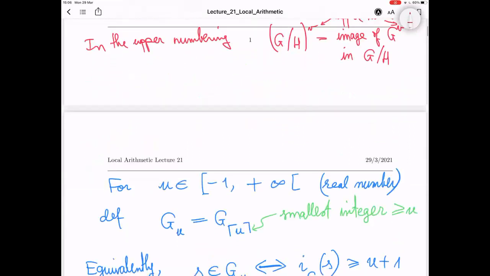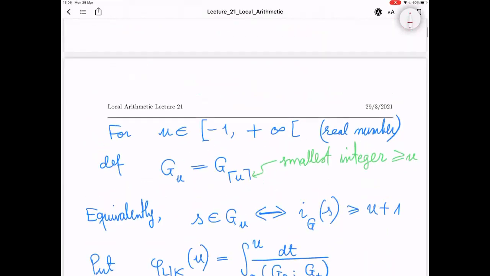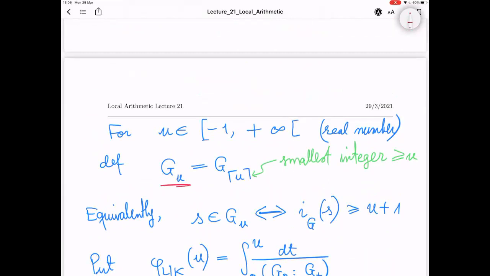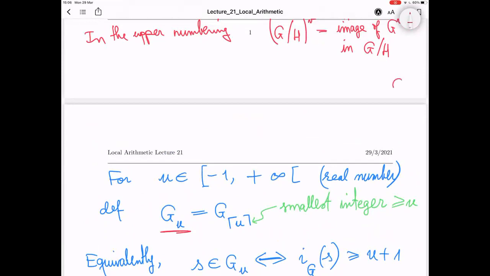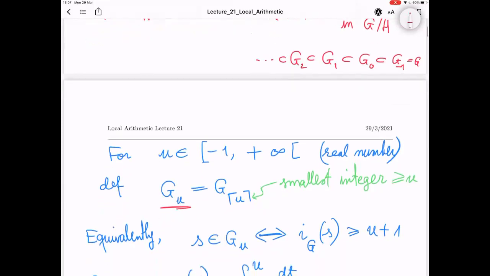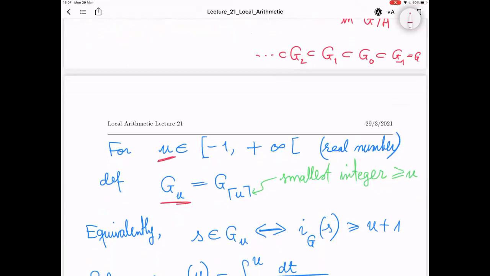So let's start doing that. The first step is to define G sub u, not just for integers u. Till now, we have just defined G minus 1, which is G. Then we have G0, then we have G1, which contains G2. So we have defined these G sub i for all integers i. Now I want to define it for all real numbers.